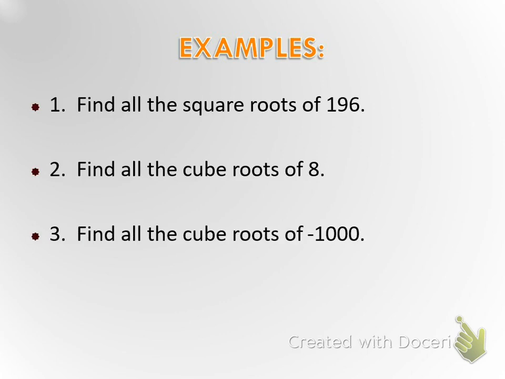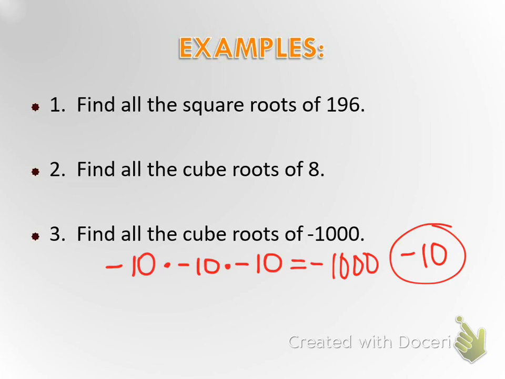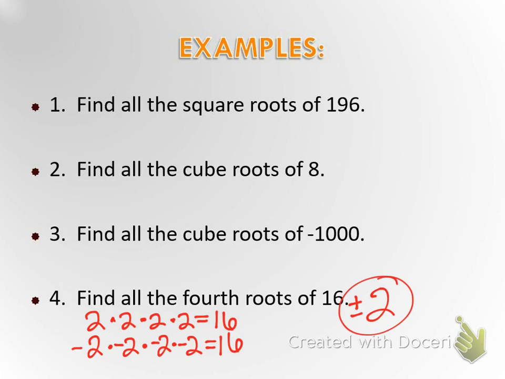All right, what about the cube roots of negative 1,000? Negative 10, good. Because negative 10 times negative 10 times negative 10 would equal negative 1,000. So that's why negative 10 would be the cube root of negative 1,000. Questions on those examples before we move on? Are we okay with the difference between square roots, cube roots, and fourth roots? Okay.